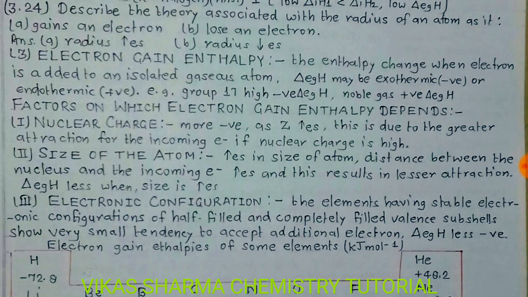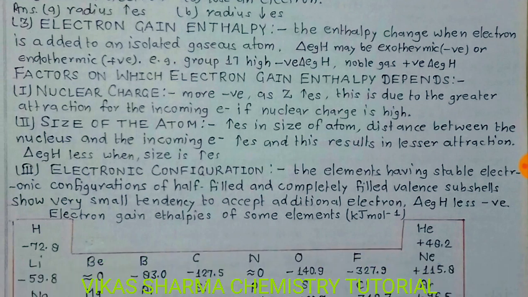Second, size of the atom. As the size of the atom increases, the distance between the nucleus and the incoming electron increases, resulting in less attraction. Delta EGH is less when the size increases. So the size of the atom is also a factor.